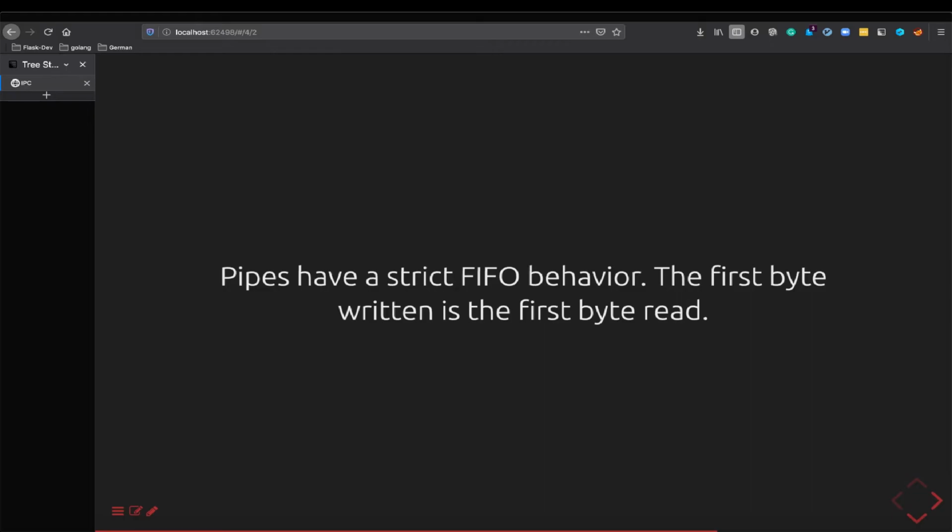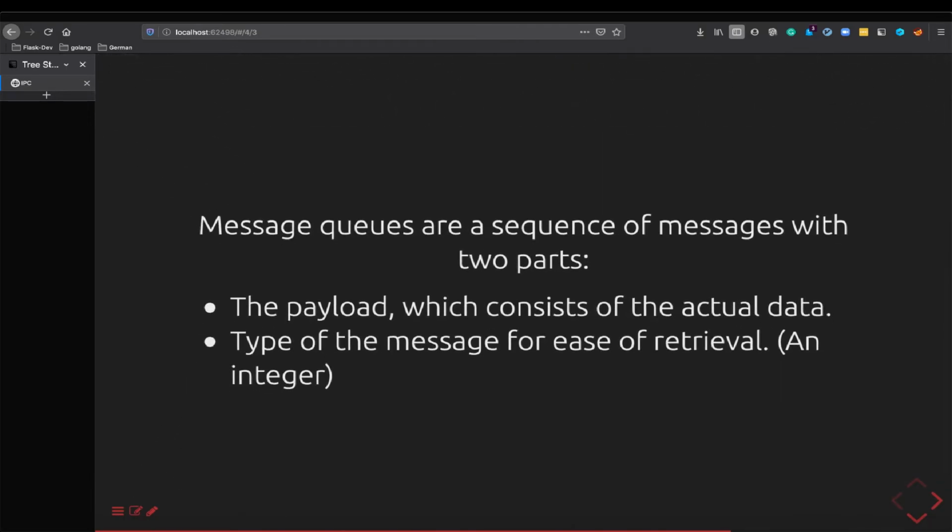Okay, let's say you have a requirement where you want only a certain number of messages to be consumed. What I mean by message, I will explain in the diagram coming in the next slide. A message consists of two parts. One is the payload, which is the actual text or data that needs to be synced between the processes, and the other part is the type of the message. This is represented by an integer.